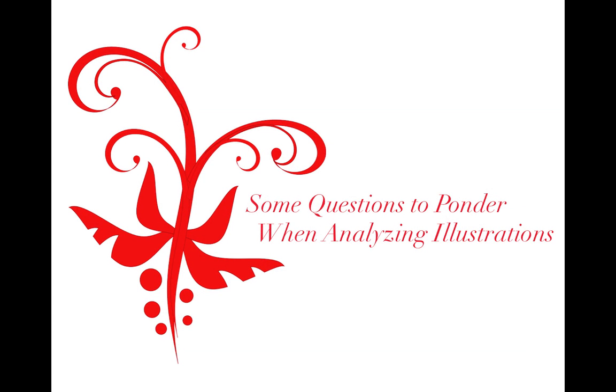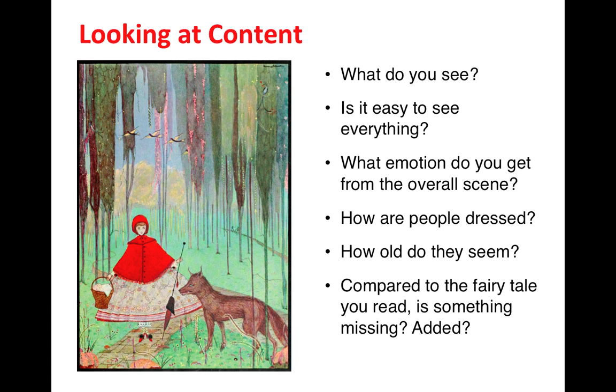This video is designed to give you some questions to ask yourself when you're analyzing illustrations in particular. The first thing, possibly the easiest thing to look at, is the content, starting with a very simple question. What do you see? Where does your eye go first? Is it easy to see everything, to tell what everything is? Do you get a particular emotion from the scene?